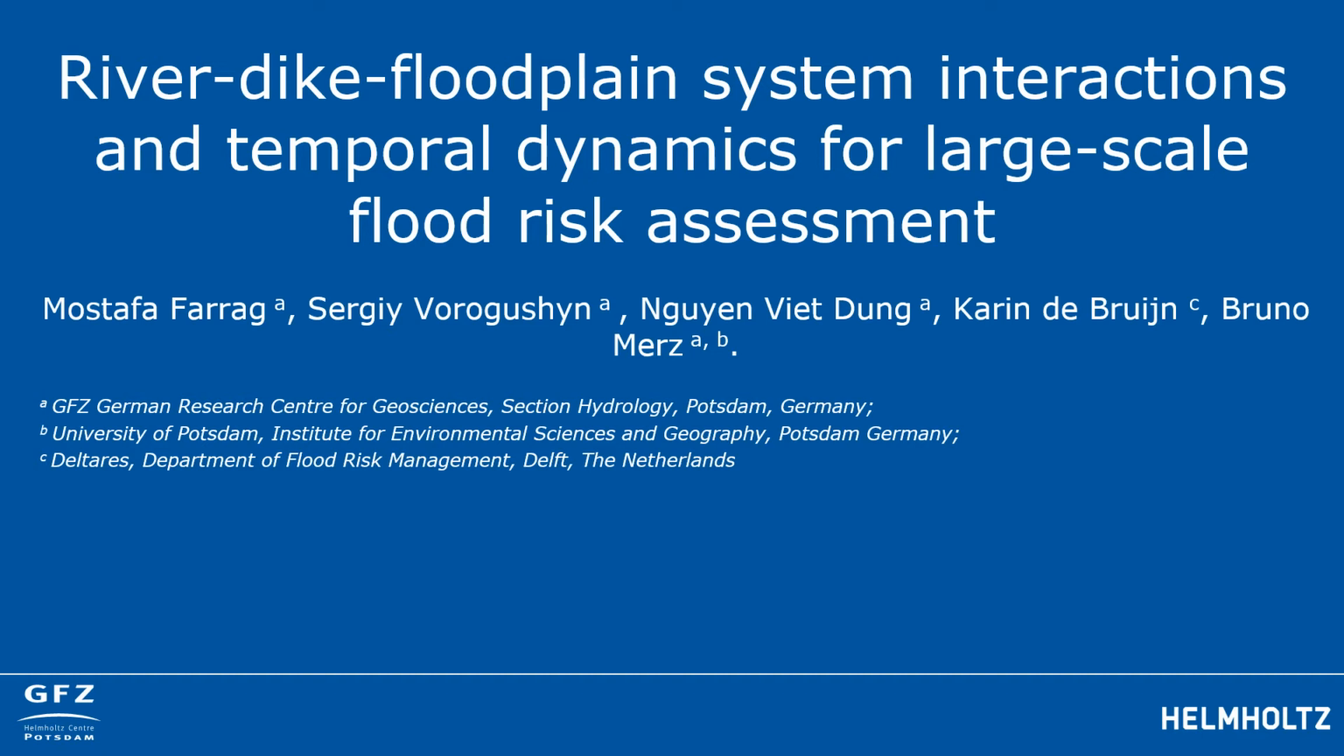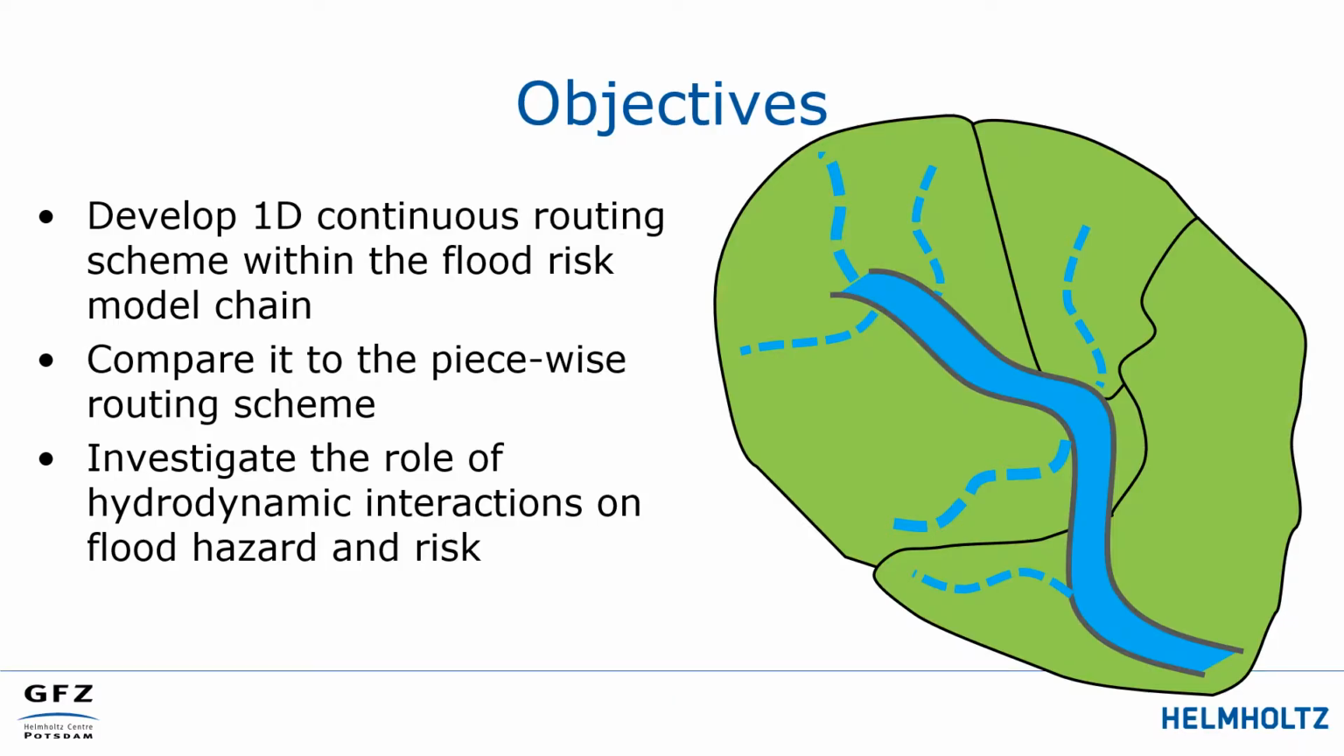Hello everyone, I'm going to present my work on large-scale flood risk modeling, and it is about the floodplain storage and hydrodynamic interaction in flood risk estimation. What I mean by hydrodynamic interaction is how much the floodplain storage due to inundation, overtopping, or a dike breach at the upstream part of the catchment is affecting the propagation of the wave and reducing the inundation at the downstream part of the catchment.